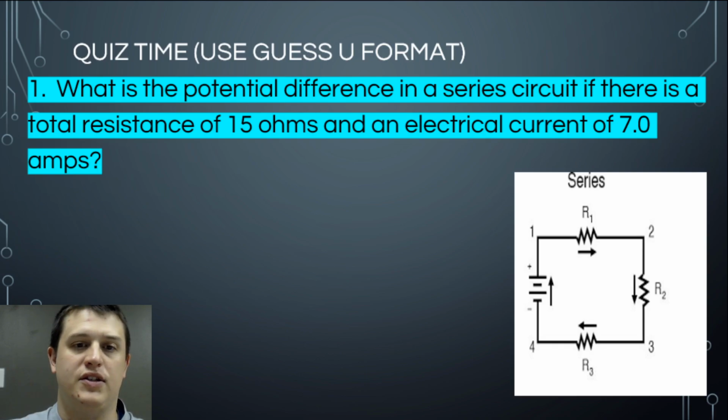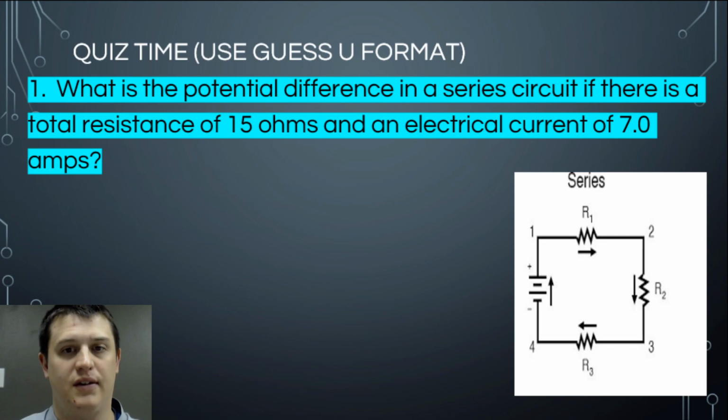Okay, so here is your first quiz. Take the time, pause the video, and answer it. I gave you an example of a series circuit. We're going to use the V = IR equation. So voltage drop is equal to current times resistance. Good luck.